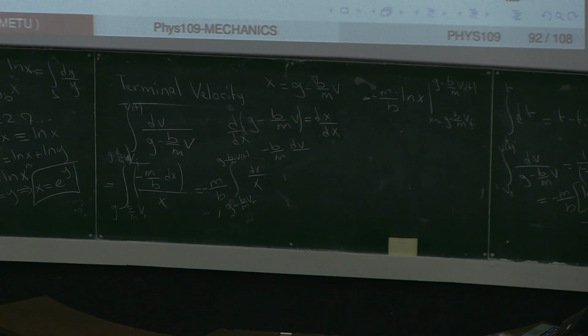This is the result, and from this equation you can solve for v of t. v of t will have such a complicated expression. This is our velocity as a function of time in terms of the initial velocity and the terminal velocity. This vt is the terminal velocity.